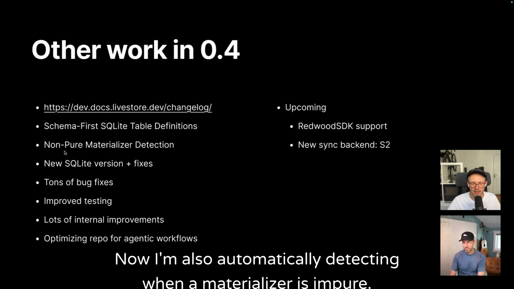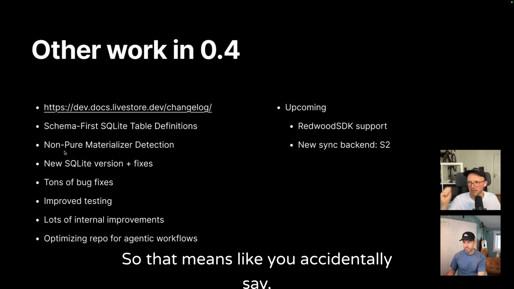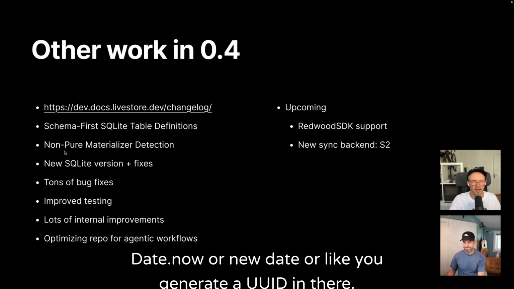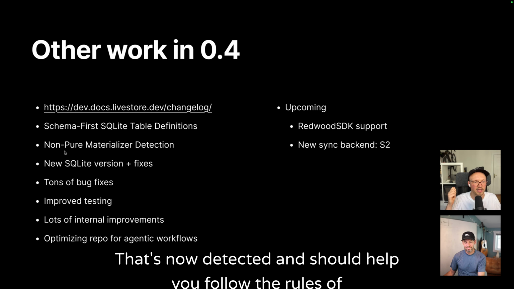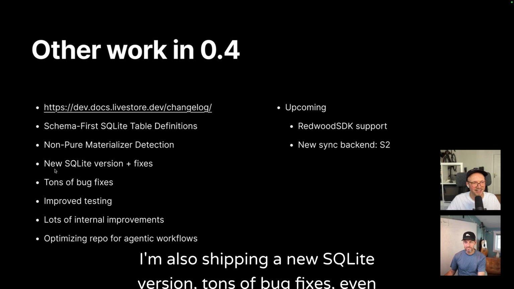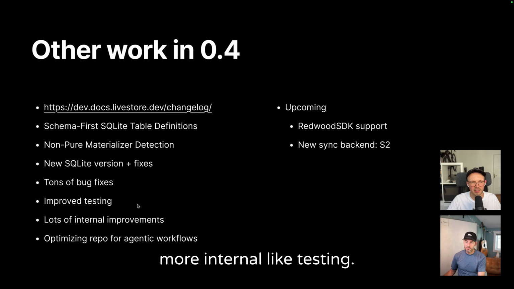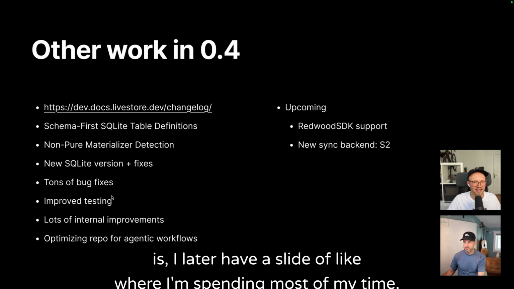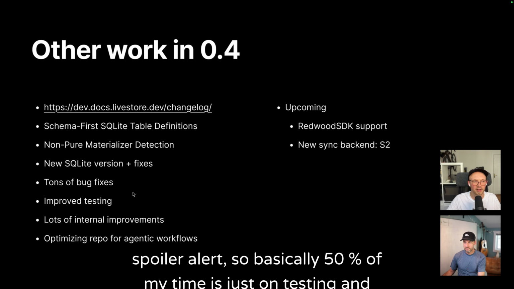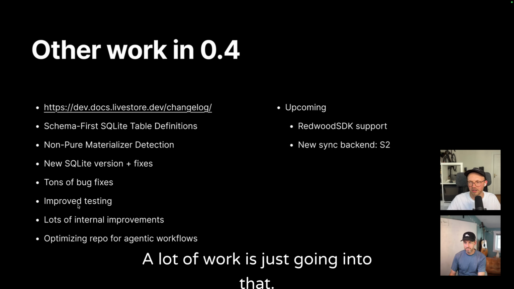Now I'm also automatically detecting when a materializer is impure. That means if you accidentally use Date.now or new Date, or generate a UUID in there, that's now detected and should help you follow the rules of materialization. I'm also shipping a new SQLite version, tons of bug fixes, and even more internal testing. I later have a slide of where I'm spending most of my time. Spoiler alert: basically 50% of my time is just on testing and debugging. So a lot of work is just going into that.